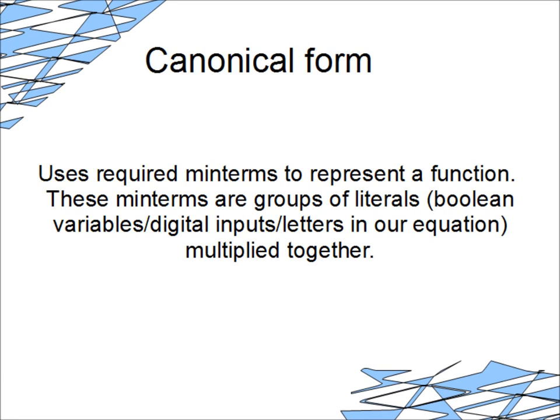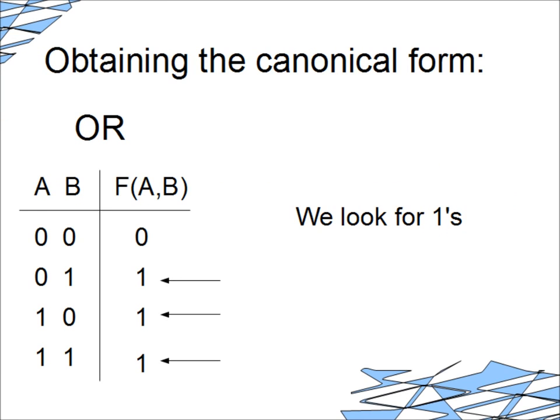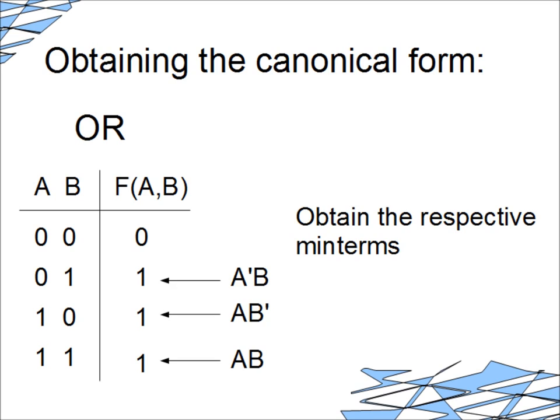And minterms are groups of literals multiplied together. Now, in order to obtain the canonical form, what we first need to do is just look at the truth table and locate ones. We have 3 ones right here. Now, to obtain the respective minterms, let's just look at the first one.